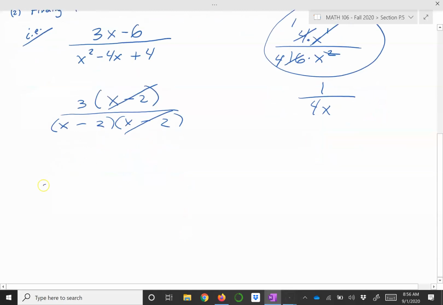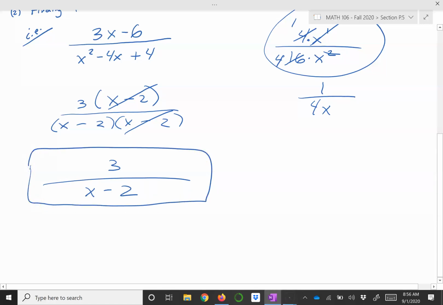So then what am I left with? Well, I'm left with a 3 in the numerator, and then just a single x minus 2 in the denominator. Once you can no longer factor, and you're done canceling out terms, you've reduced the rational expression. So that's one part of the final answer: this is the reduced expression, 3 divided by x minus 2.